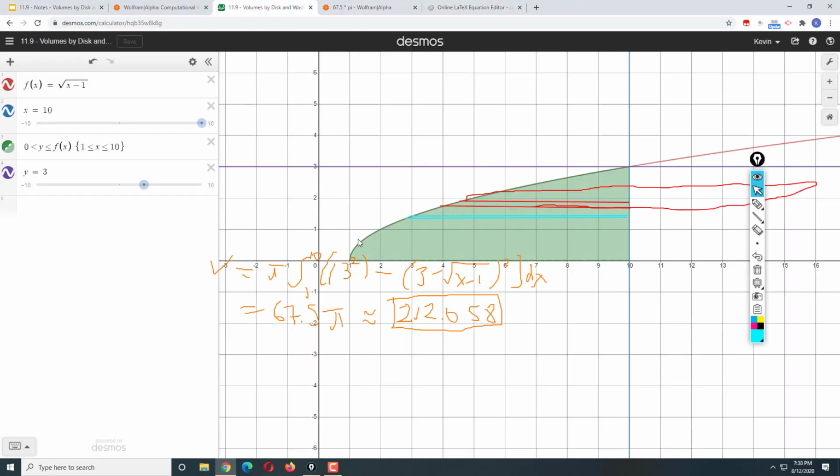So our radius goes from y squared plus 1, this function, all the way to 10. So the length of the radius must be 10 minus (y squared plus 1). This is a disk. We're using the disk method, not a washer.